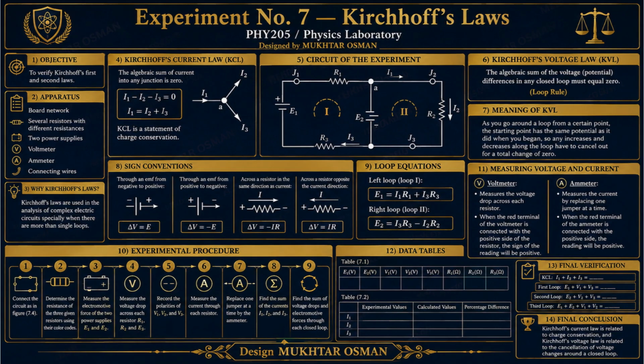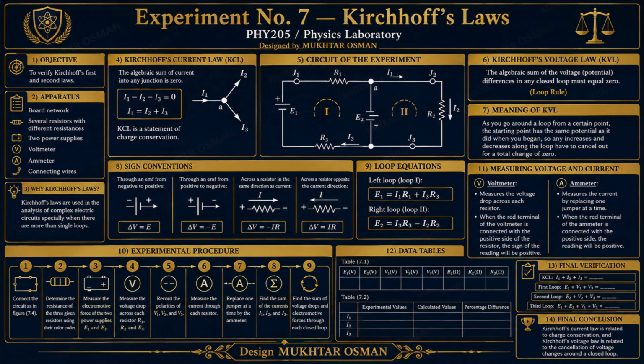Junction labels shown: 1. Junction point, A. 2. Incoming current, I1. 3. Outgoing current, I2. 4. Outgoing current, I3. 5. Circuit of the experiment. Main circuit labels: 1. J1. 2. J2. 3. J3. 4. R1. 5. R2. 6. R3. 7. E1. 8. E2. 9. I1. 10. I2. 11. I3. 12. Node A. 13. Loop 1. 14. Loop 2.